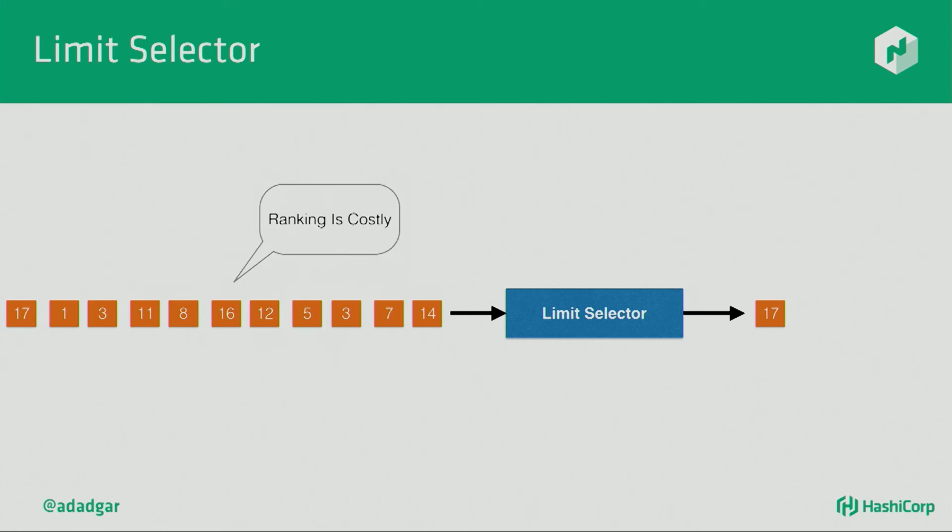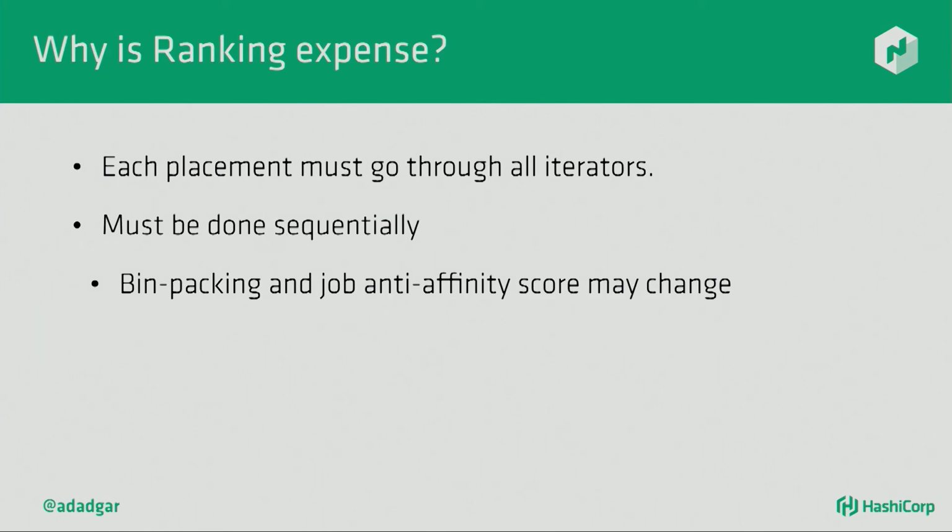And the reason is ranking is costly. The reason ranking is costly is each placement must go through each iterator, and you can't do this in parallel. Because as I decide to do one placement, as we saw, it can both impact the bin packing and anti-affinity score when it gets to the ranker, but it also can break your constraints. You might do it in parallel and both decide to, hey, let's use the same node, but that node might have this be in the same rack, and now you've broken your constraint. So you must do the placements in sequential order.